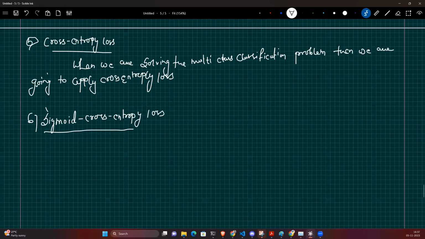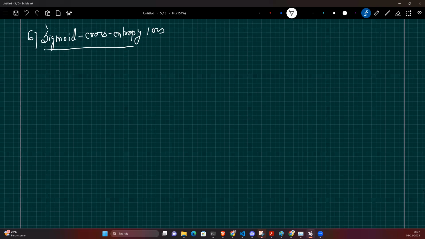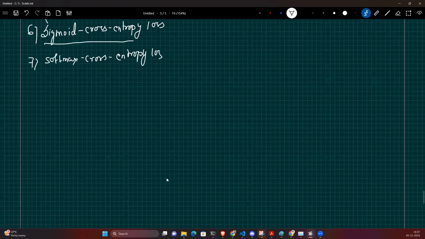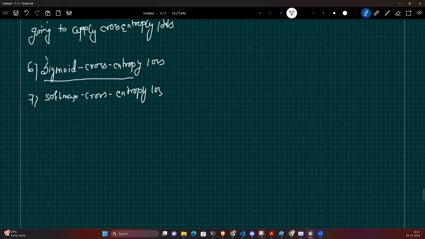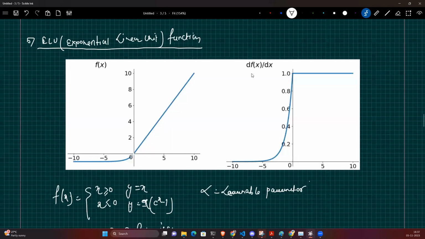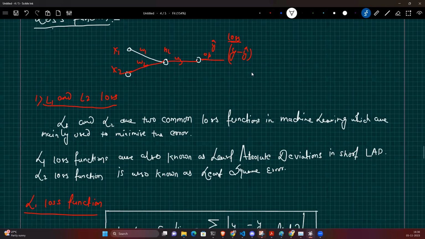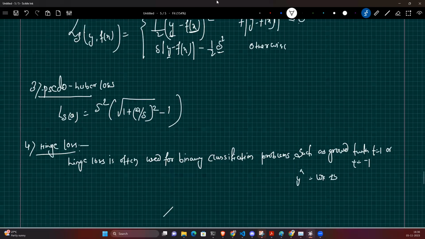And similarly, if sigmoid is there, then why not softmax? So if you have a multi-class classification problem, then you can apply the softmax cross entropy loss. These are the different kinds of loss functions. Yeah, these are the 6 to 7 types of loss functions. We will see practical implementation, but as of now, this is the thing. Any questions so far?